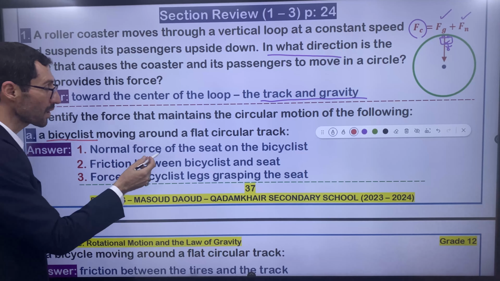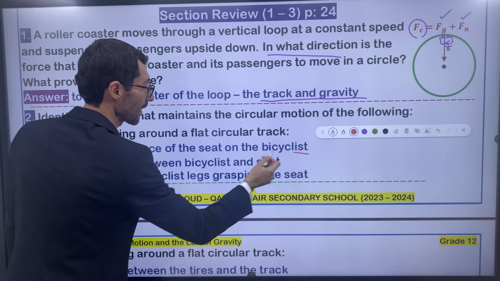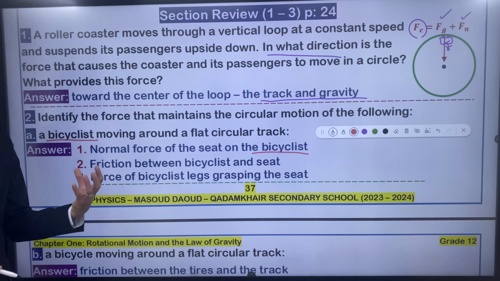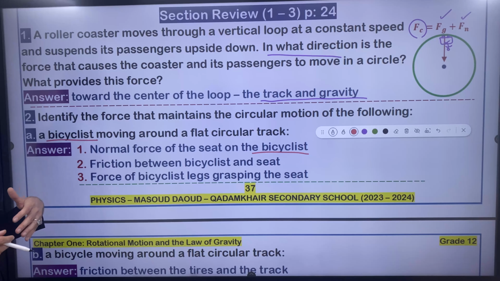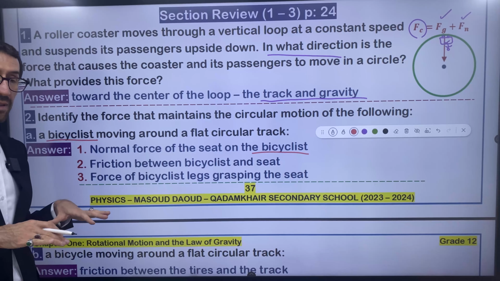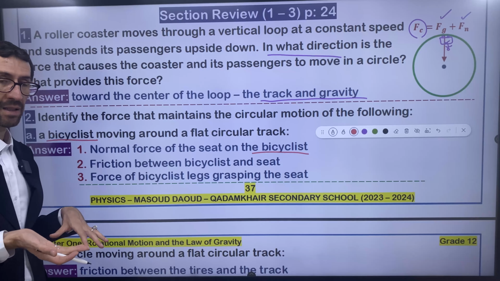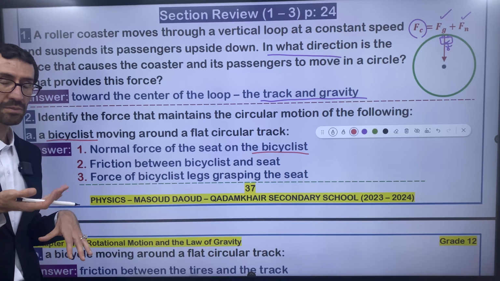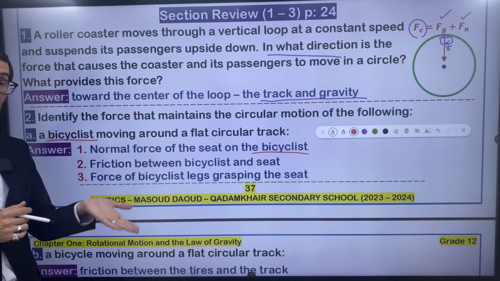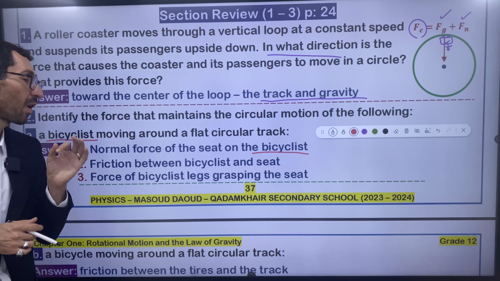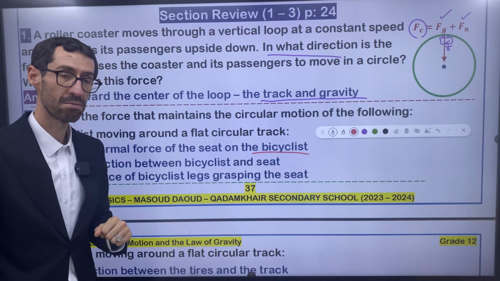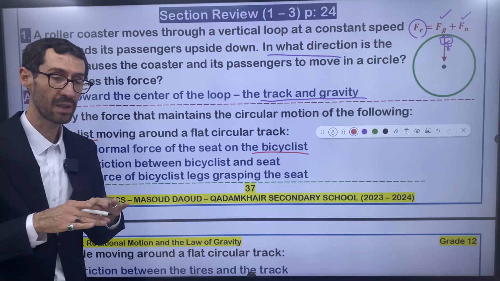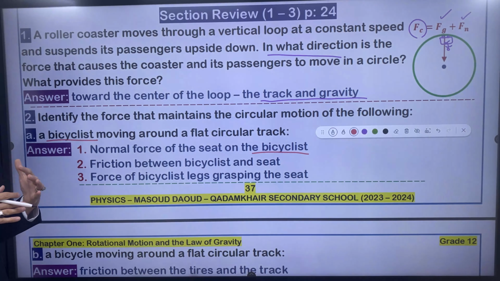So the normal force of the seat on the bicyclist, the normal force of the saddle on the bicyclist. The bicyclist sits on the saddle. The saddle pushes the bicyclist upward. This is called normal force. Number 2, friction between bicyclist and seat. Of course, there's friction between the body of a bicyclist and the saddle or seat.